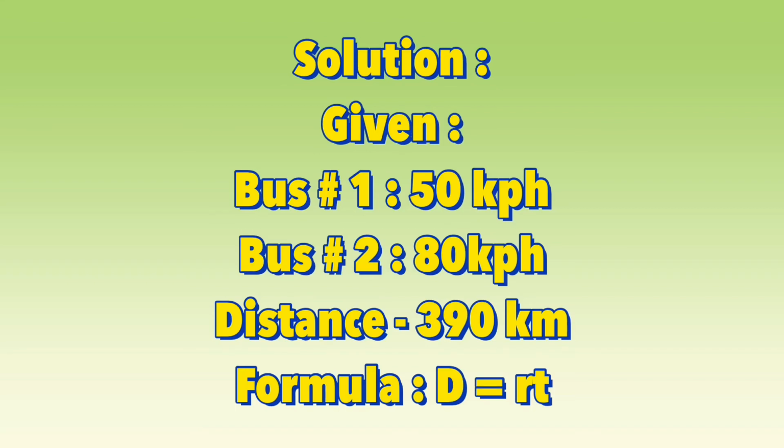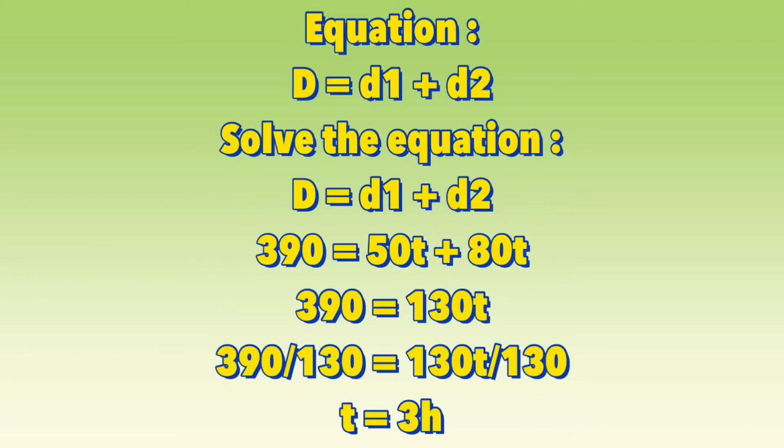Equation: we have D equals the distance of bus 1 plus the distance of bus 2. And solve the equation. The distance covered is 390 equals the distance of the buses, so we have RT. The rate of the first bus is 50 times T plus the rate of the second bus is 80 times T. Then our next step is to combine like terms. 50T plus 80T equals 130T.